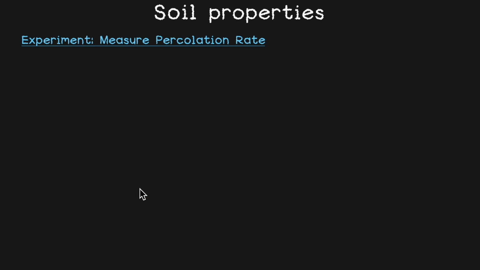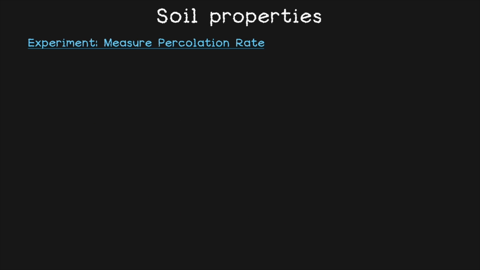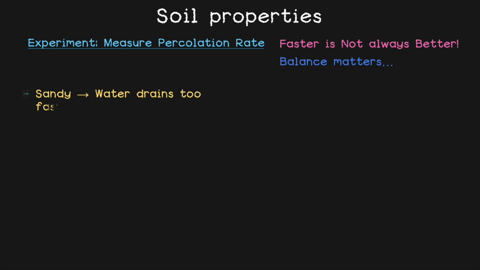Science can get messy, but we can always clean it like pros. Now, we always prefer speed, and we would naturally assume that faster percolation would mean better soil. But that's not the case for soils here. For soil, what really matters is balance.